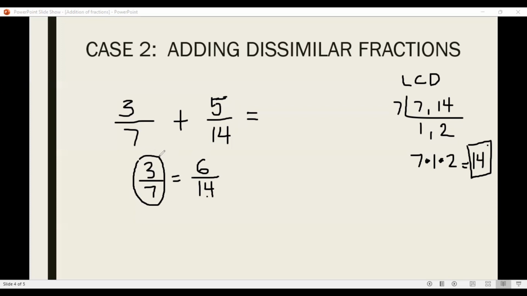It's only the 3 over 7. Okay, so this simply means that the 3 over 7 is now changed to 6 over 14, and the 5 over 14 will just be copied. And after that, we can now use the first case a while ago, wherein the rule states that when we are adding similar fractions, all we have to do is to copy the common denominator. So there you have 14, and adding 6 and 5, we will be getting 11.